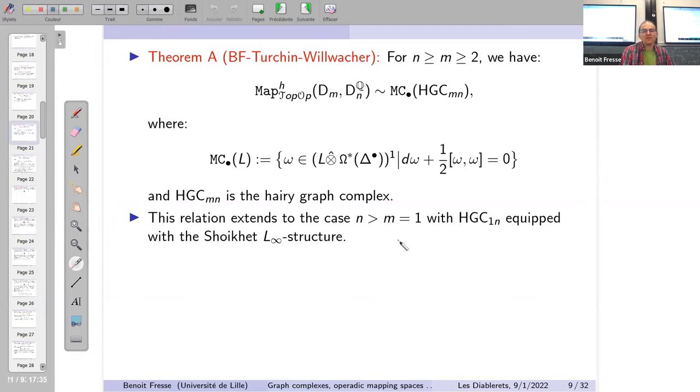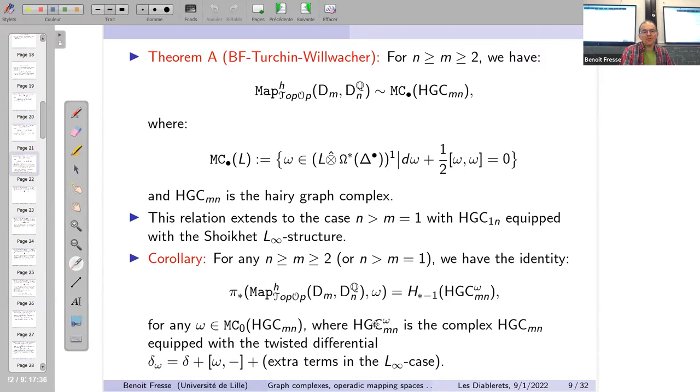The result extends to the case where m is equal to 1. In this case, you have to consider a deformation of the natural Lie algebra structure of this hairy graph complex; you have to consider what is called the Shoikhet L-infinity structure. And to add a remark, from this result we can get information on the rational homotopy groups of our mapping spaces by using a statement of Alexander Berglund, which says that in general, the homotopy of a Maurer-Cartan space of a complete Lie algebra is given by the homology of a twisting of the Lie algebra.